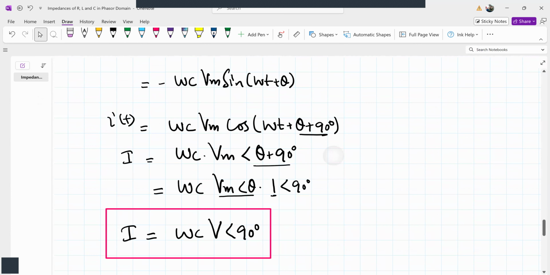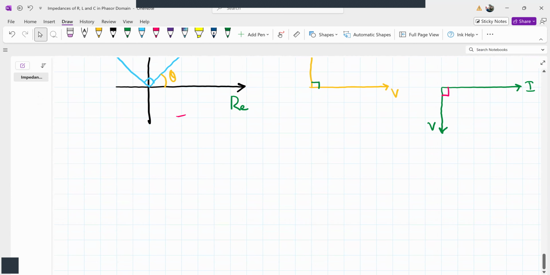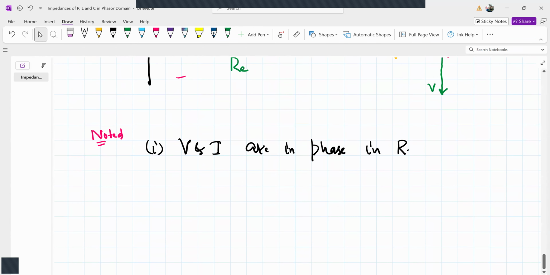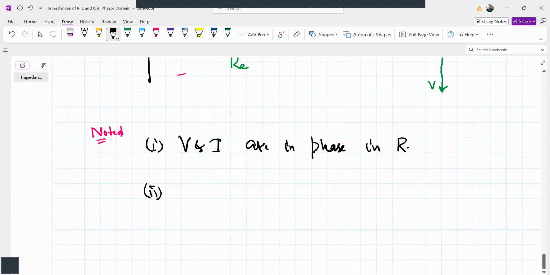So what we have learned so far, we have obtained the phasor diagrams of the three elements R, L, and C. So what we have noted, the first point that we observed is V and I are in phase in a resistor, in R. The second point that we have observed in terms of phasor is voltage leads current in an inductor by how much? By 90 degrees.